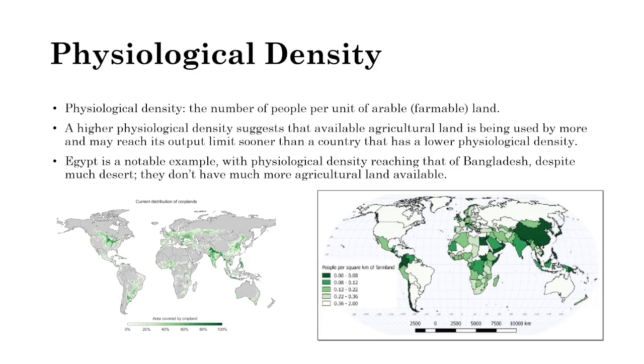farmable. Arable's the other term. I like saying farmable because it sounds better, but 62% and 3%. But they have similar physiological densities. That's because there's just so many people in Egypt compared to Bangladesh over the arable land, because there's a lot less arable land in Egypt, so their physiological densities are going to be similar.